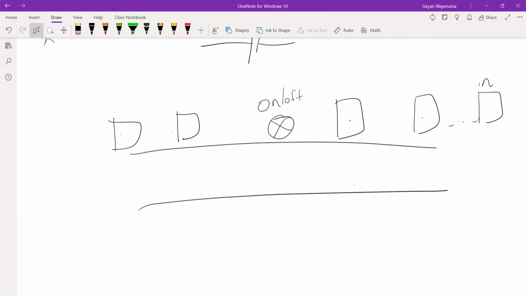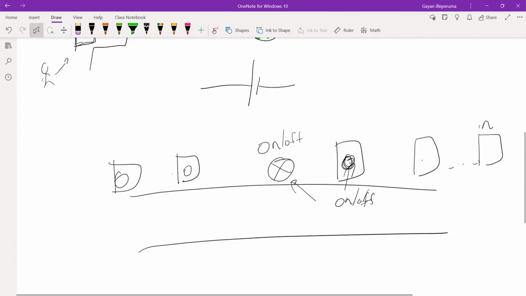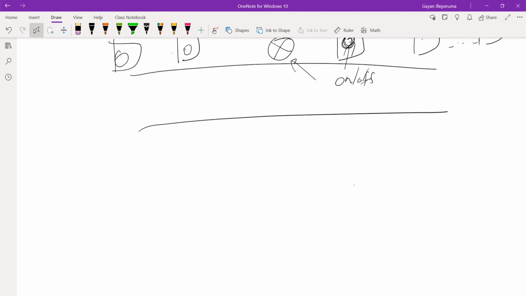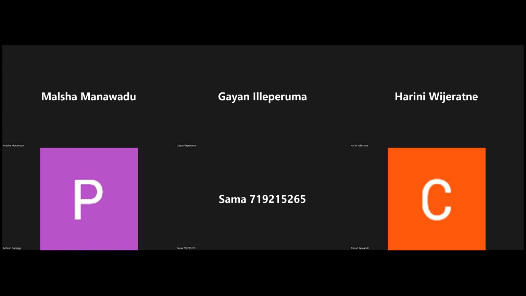Just like in the staircase scenario, using any of these switches, you should be able to switch this bulb on or off. One switch might switch it on, then the same switch can switch it off, or you can switch it on from here and off from here. Okay. I can give you a little help. You might need to use DPDT or SPDT switches. So that part I will leave as a home exercise. Try it when you are free.